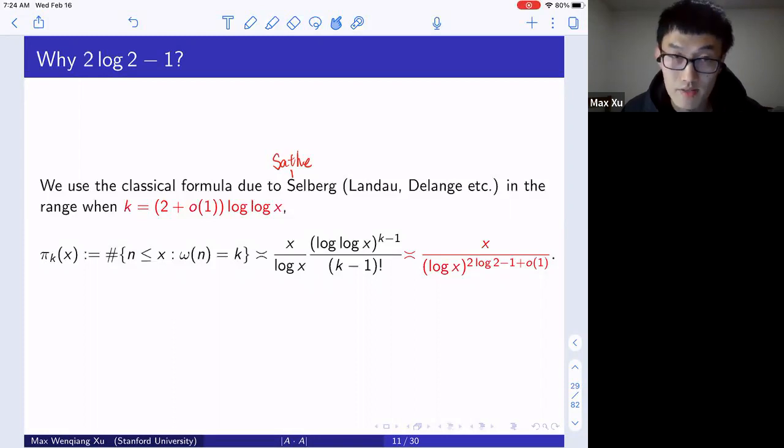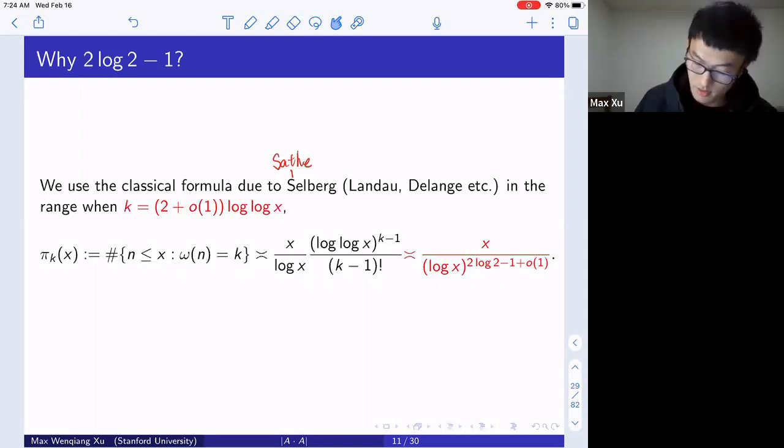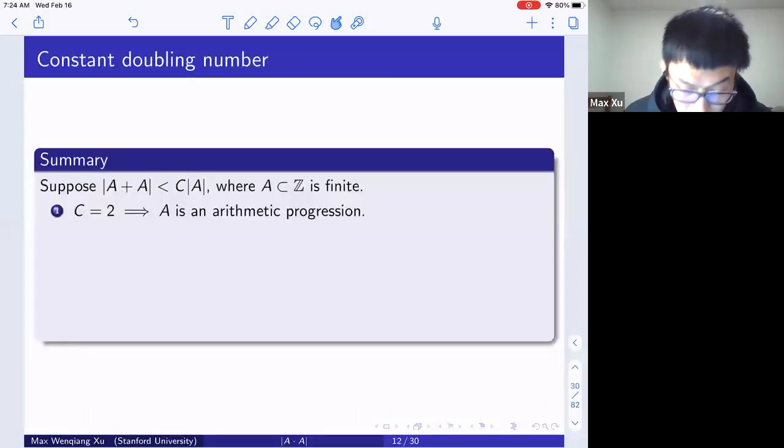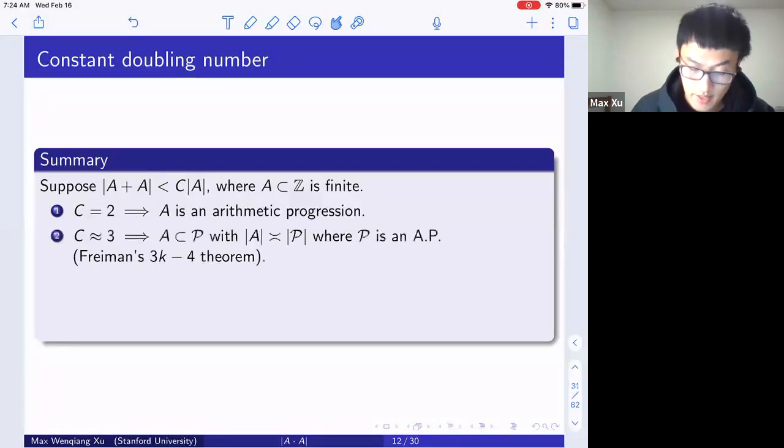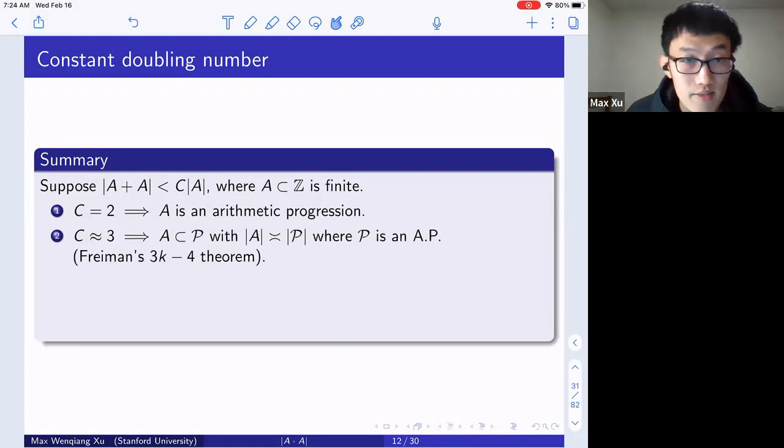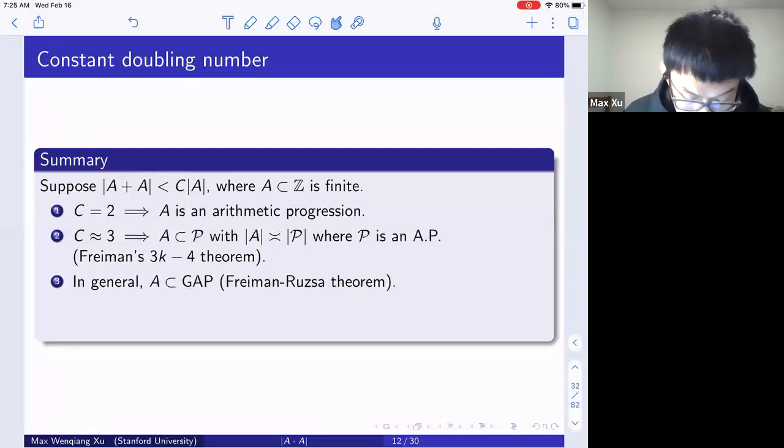If the sum set is small, like if it has constant doubling number, what about the product set in the general case? Here is a quick summary of what we know when you have a constant doubling number. Let's say A plus A is smaller than C times A. We know that if C is approximately 2, then A is basically an arithmetic progression. If C is around 3, we have Freiman's 3k minus 4 theorem saying that the structure of A is also like an arithmetic progression, but now A is a subset of an arithmetic progression with constant density, say. And in general, we know that A is a subset of some generalized arithmetic progression by the Freiman-Ruzsa theorem.